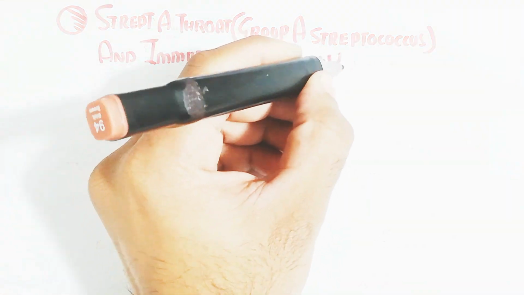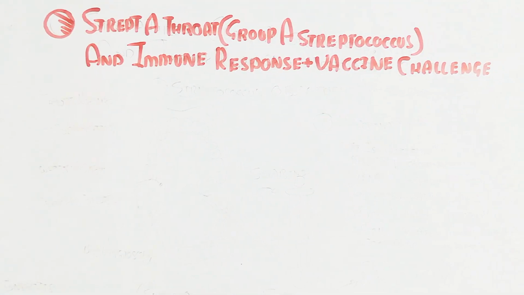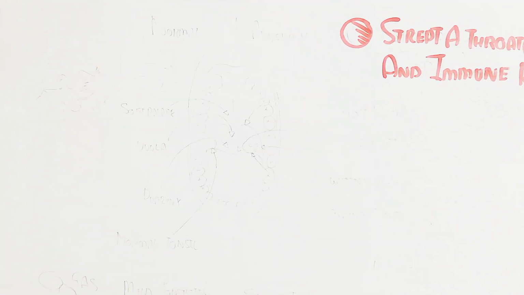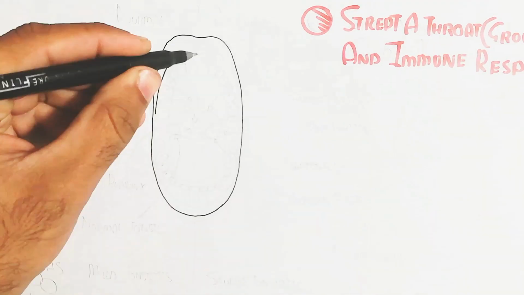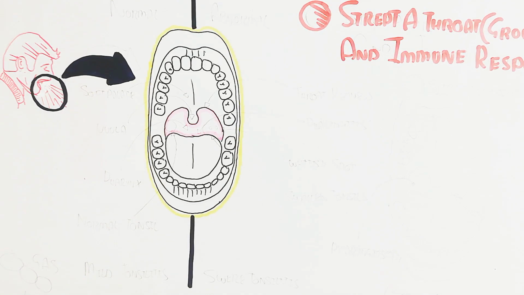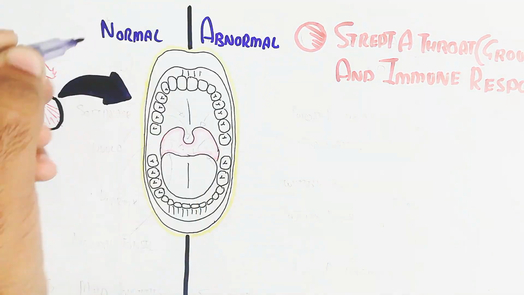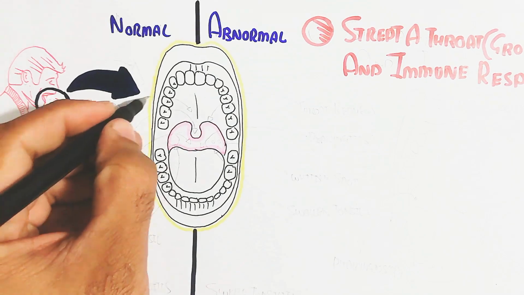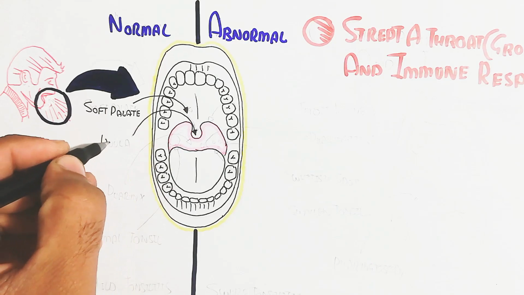Basically, in an infected person the throat problem will be more major, and mild tonsillitis or severe tonsillitis can happen. This person is infected with GAS, group A Streptococcus. Basically it is a normal and abnormal condition. Mild tonsillitis is not a problem and can be reversed, but severe tonsillitis is the problem.